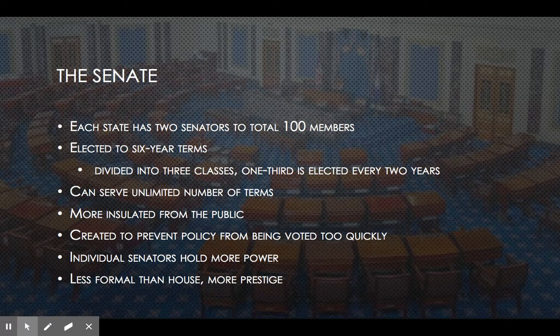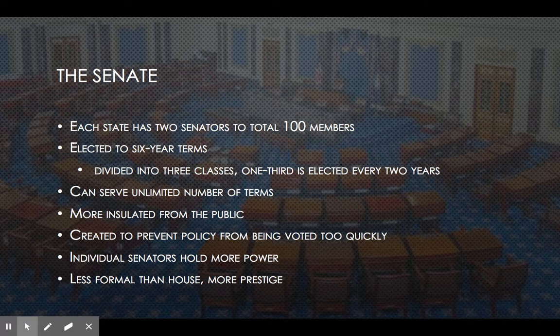Now, senators are more insulated from the public, so they're not serving just those smaller districts. Senators serve the entire state. And the Senate is created to prevent policy from being voted too quickly. So the idea behind having these two chambers of Congress is so legislation and laws aren't just being passed based on the passions of the people.